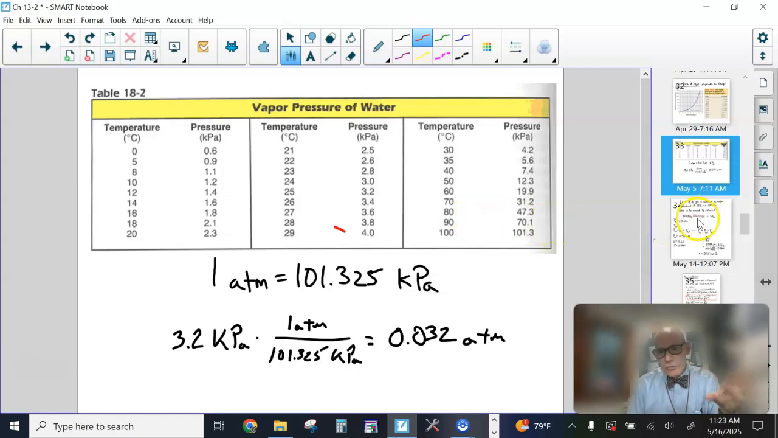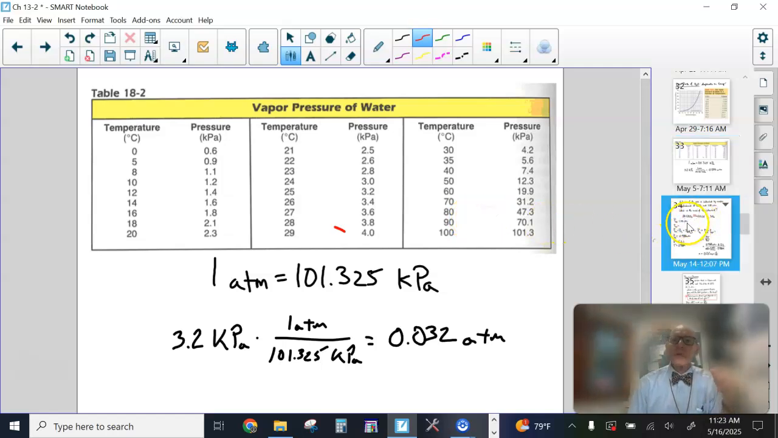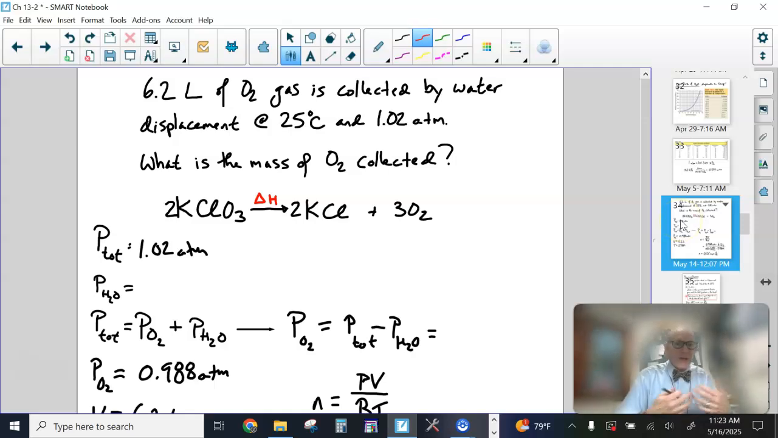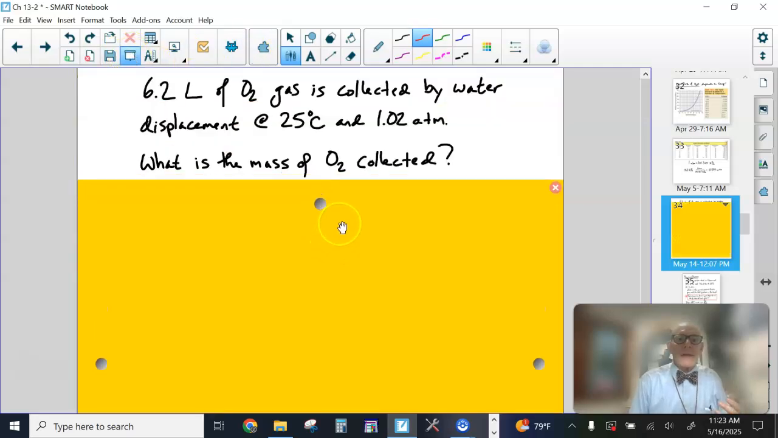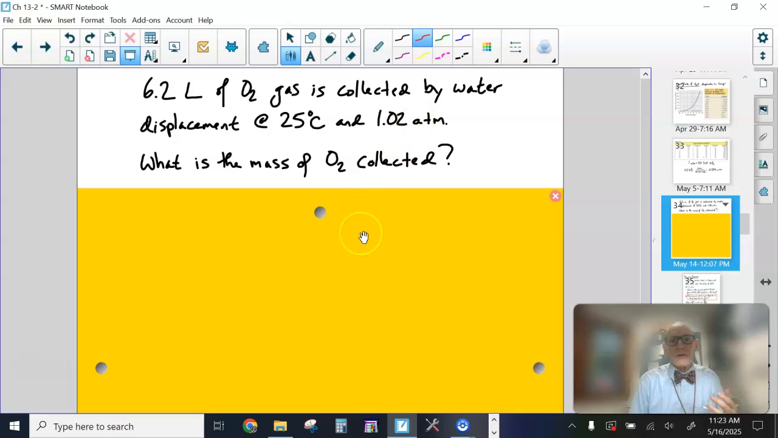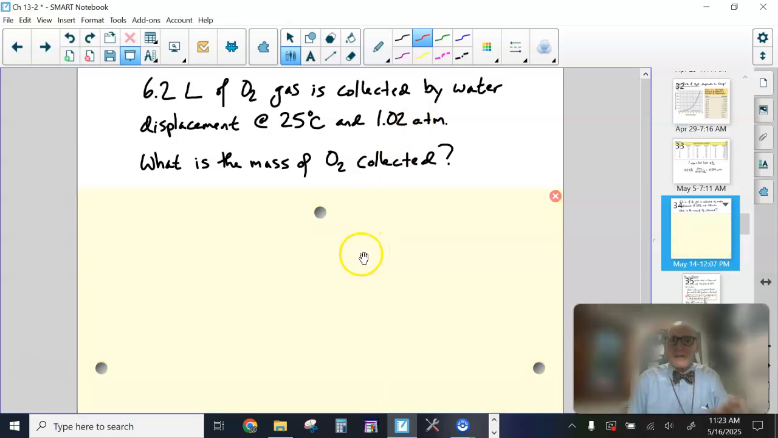So here's how we'll use this in the lab. We'll do an experiment something like this. Let's say we collect 6.2 liters of oxygen gas, and we collect it by water displacement at 25 degrees C and 1.02 atmospheres. What's the mass of oxygen collected? If it's mass, then we know we have to solve for n from PV = nRT, for number of moles, and then convert to mass. And notice we are definitely not at standard temperature and pressure here, so we have to use PV = nRT to solve this problem.